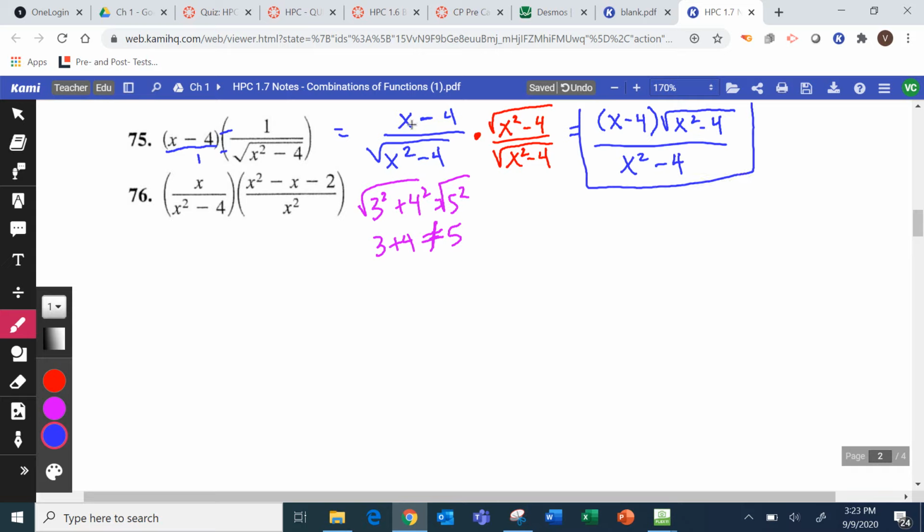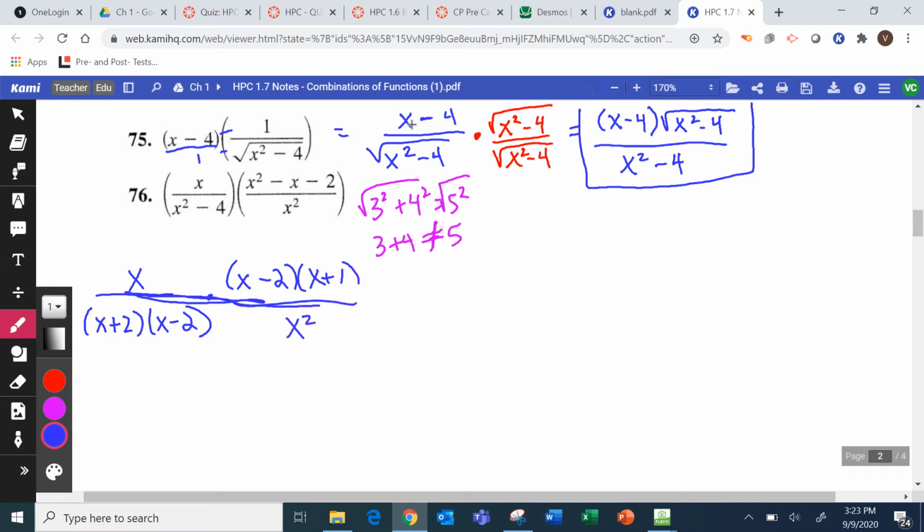Number 76. Let's see, x over, I'm going to go ahead and factor this as I'm writing it down, x plus 2, x minus 2. And we're multiplying that by x minus 2 times x plus 1 over x squared. We multiply straight across, so just make that line go all the way across. And then if it is factored, I just factored everything. There's only multiplication between each of the parentheses. I can cancel. So I canceled out an x, I canceled out an x minus 2, and I have x plus 1 over x times x plus 2.